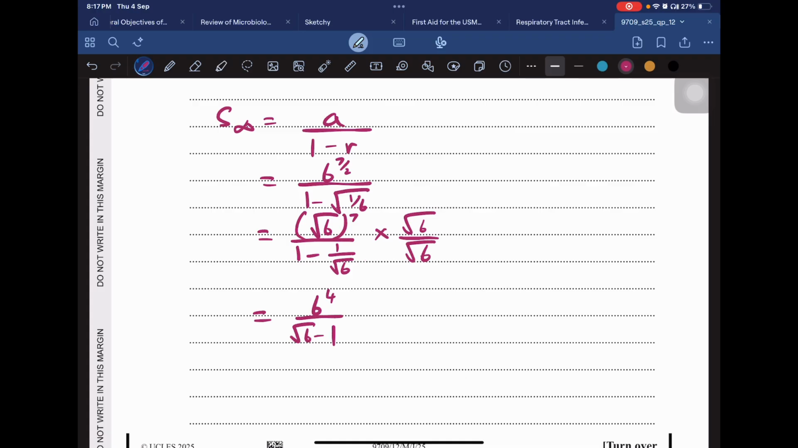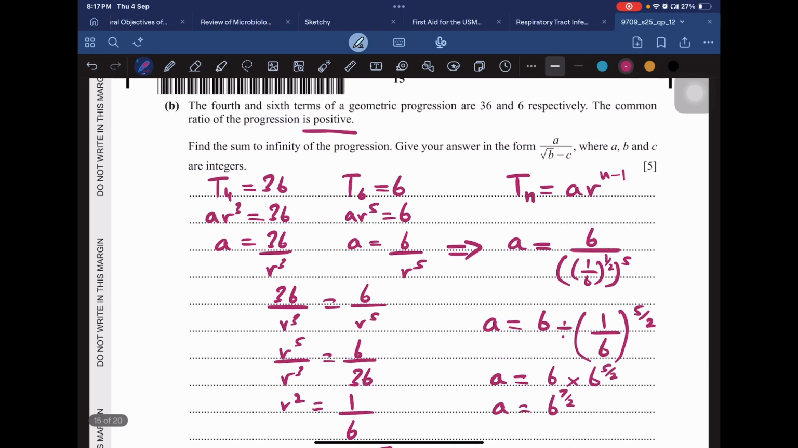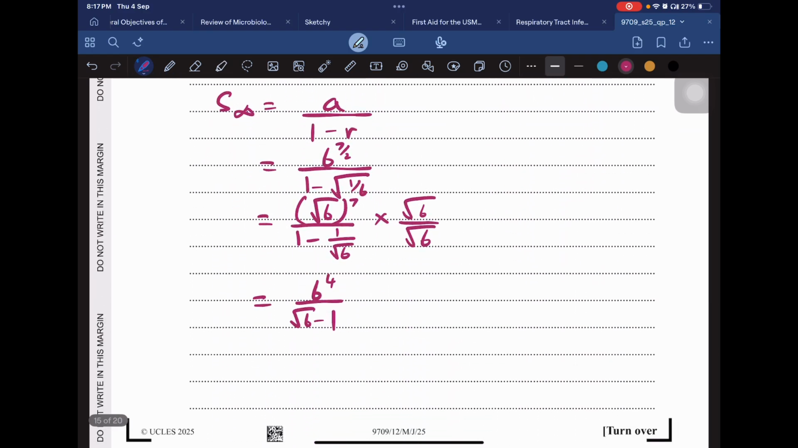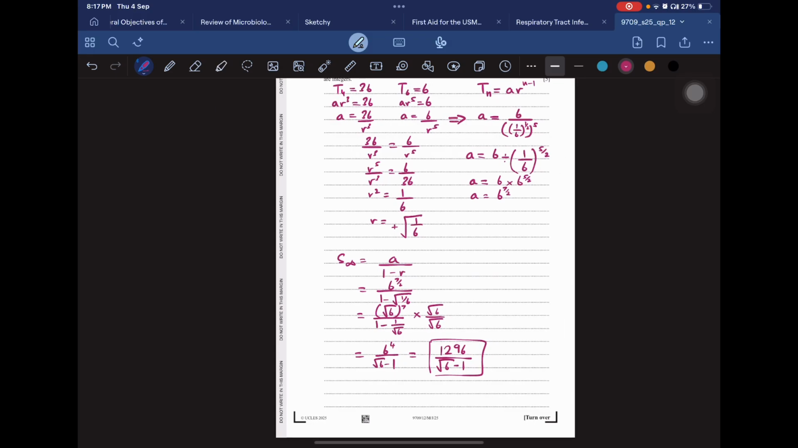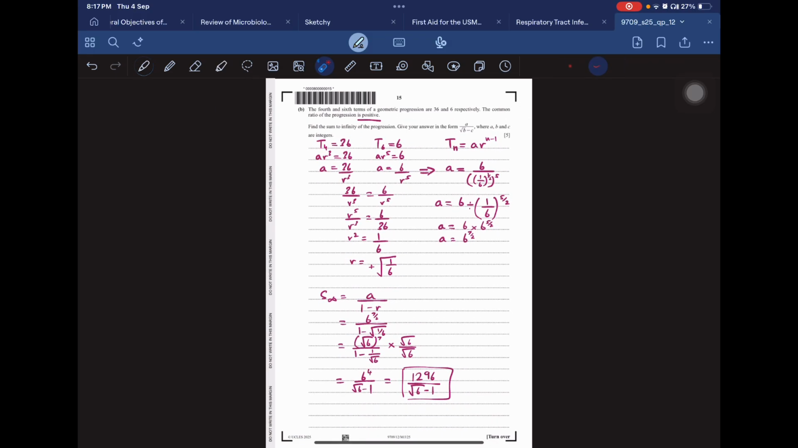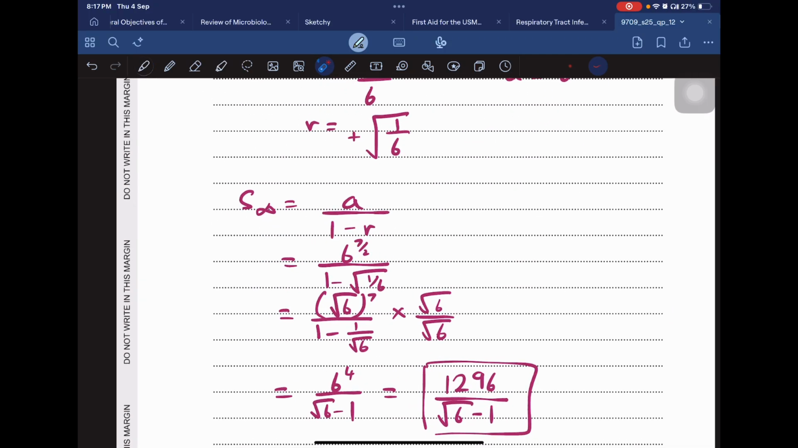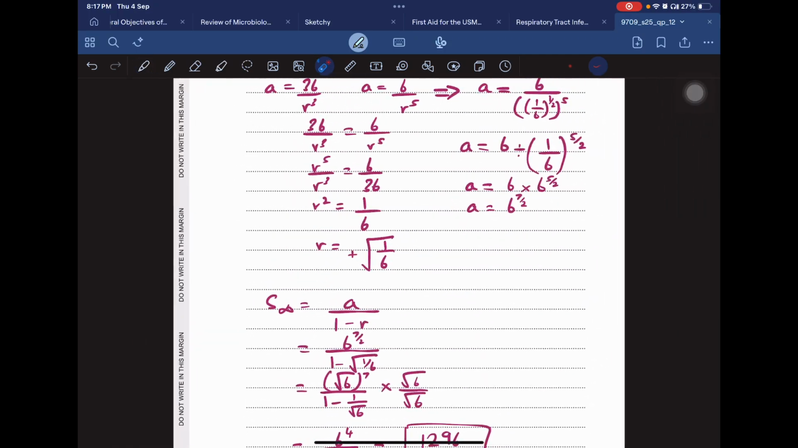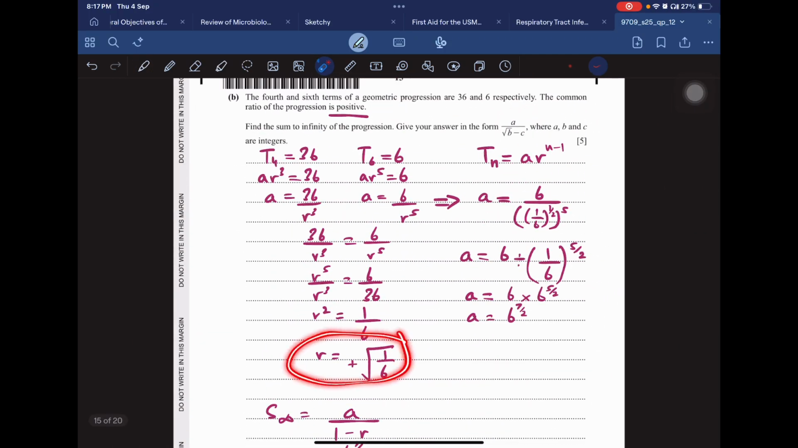Okay, so our form is 6 power 4 is just 1296, and then we have root of 6 minus 1, and you can compare this to the form that they had asked for. Is the same form. I hope this is clear. I'll just go over this quickly once more. So it was simple till here.